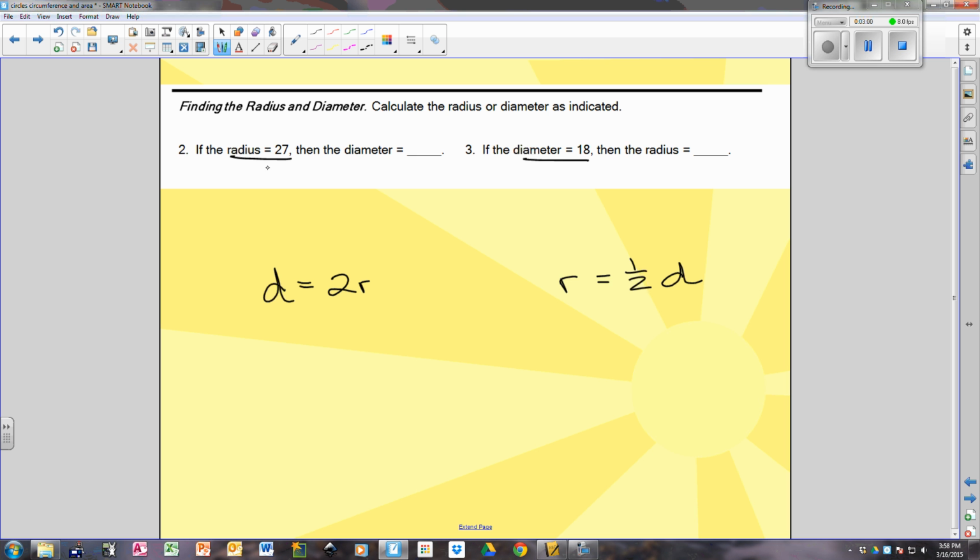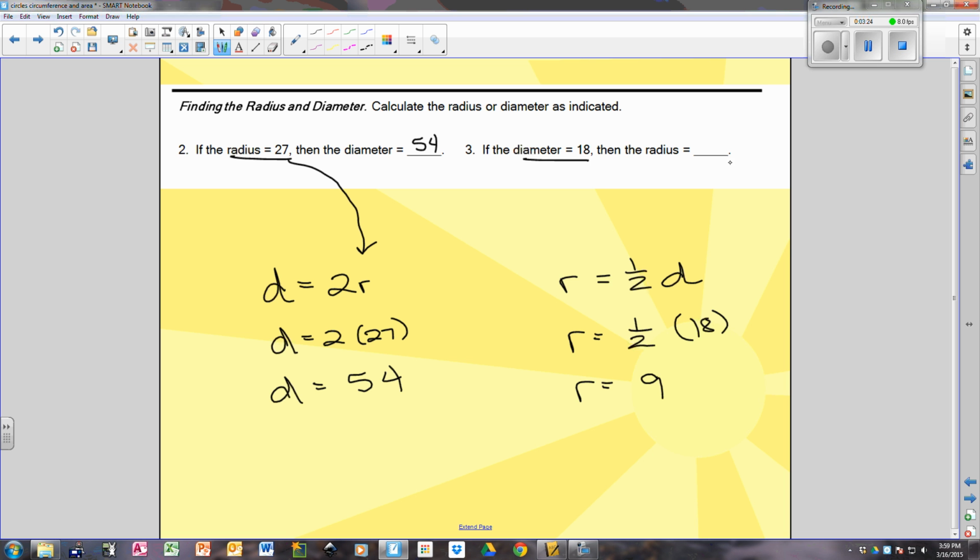So if they give me the radius, then I can plug it in right here. So the diameter would be 2 times 27. So the diameter would be 54. So the diameter is 54. This one, since they've given me the diameter, then I can say that the radius is half the diameter, and half of 18 is 9. So the radius would be 9. So just depending on what they give you, depends on which formula you want to use.